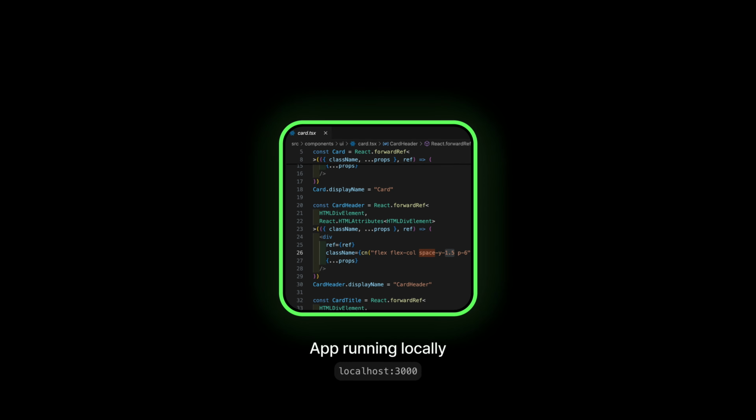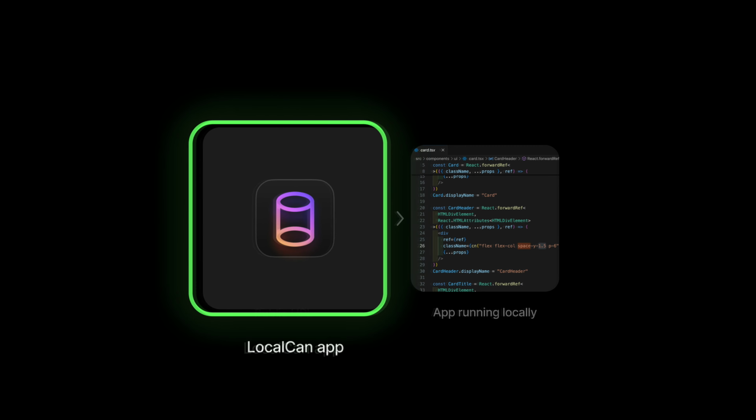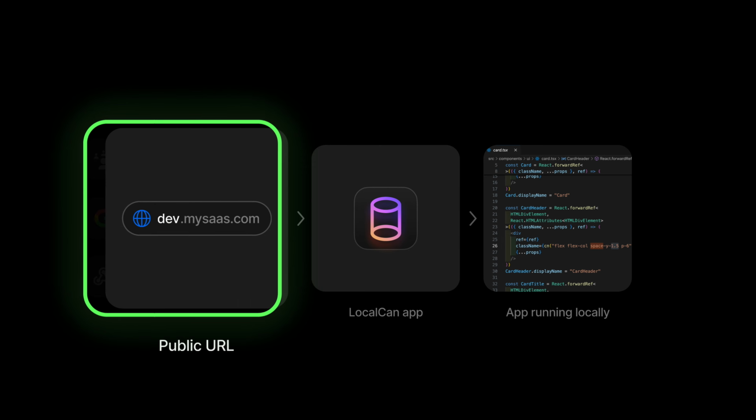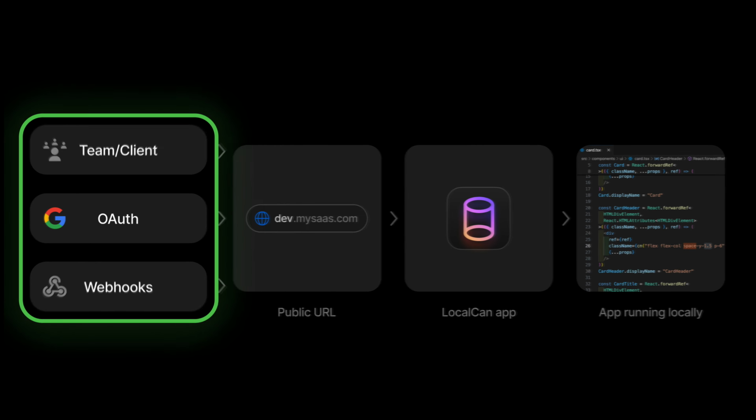Today, I will show you how to set up a development environment for your SaaS application using LocalCan. When developing a SaaS, you often need to test features that require a public URL, things like OAuth authentication, webhook integrations, or sharing your work in progress with clients.